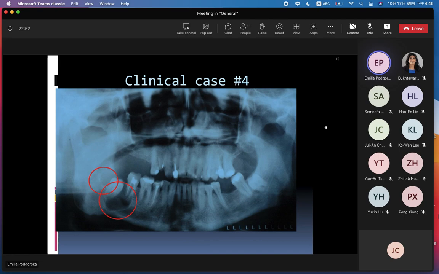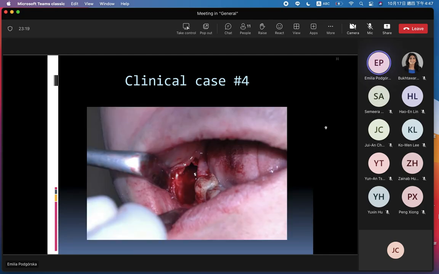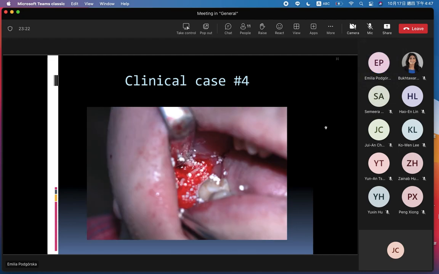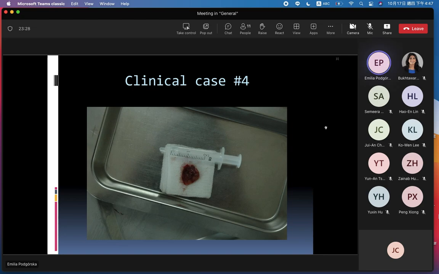And we have another clinical case, a big cyst in the jaw, in the mandible, connected with the lower third molar. During surgery we see the crown of that wisdom tooth after extracting the tooth, and with bone graft. And the cyst, we send it for histopathological diagnosing later.